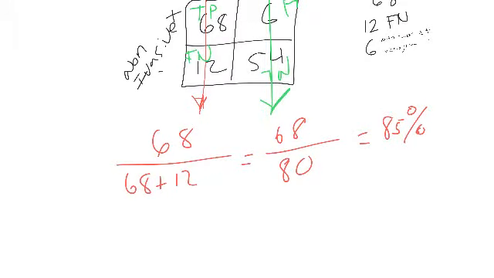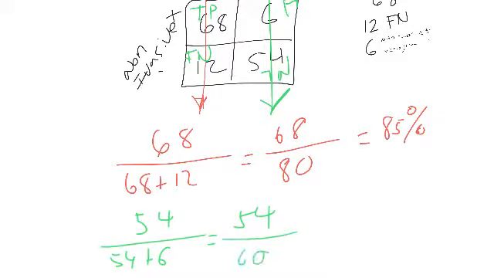So, specificity is true over everything. What's true in that column is 54. 54 over 54 plus 6 equals 54 over 60. It's really hard to write on this because you can't rest your hand on it. And that equals some other number. 54 divided by 60 is 90%. Wow. Okay, there we go.